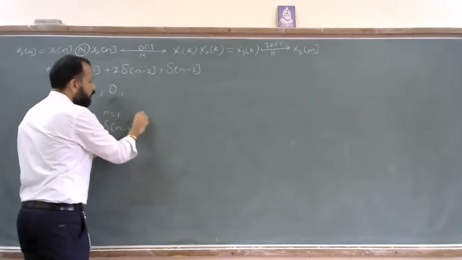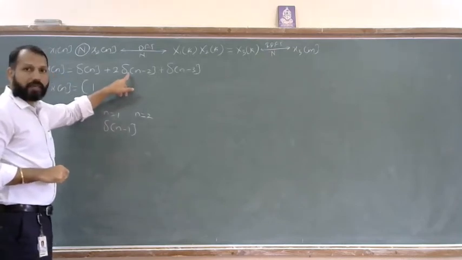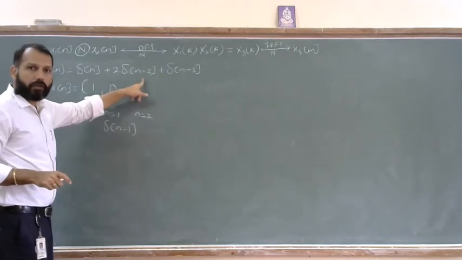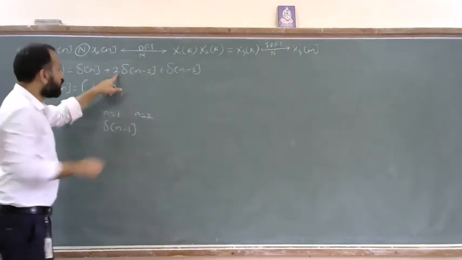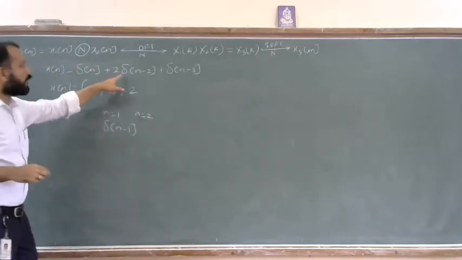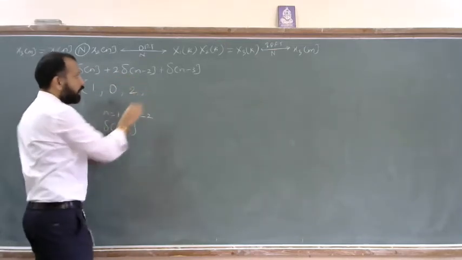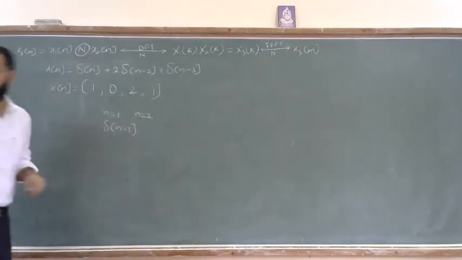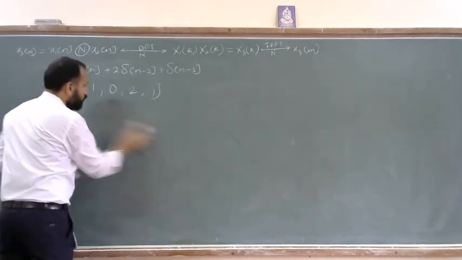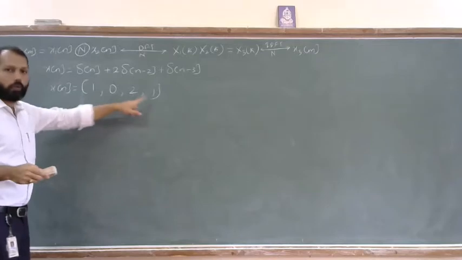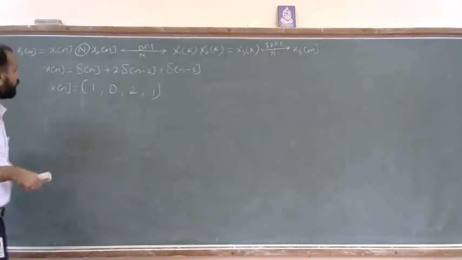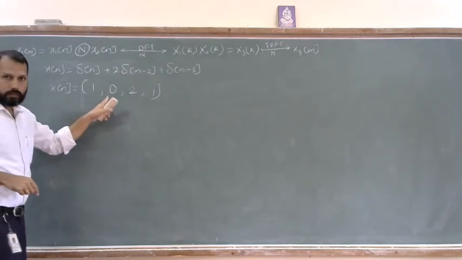Next index will be n equals 2. For n equals 2, we have an impulse function delta n minus 2, which will be present at n equals 2 only. And magnitude for this impulse at n equals 2 is also 2 because it is multiplied by 2 delta n minus 2. And delta n minus 3 will be present at n equals 3 and magnitude is 1. So this is a 4-point discrete time sequence 1, 0, 2, 1, which is obtained by these impulse functions. Okay. Now the first question is, find the 4-point DFT of this discrete time sequence.